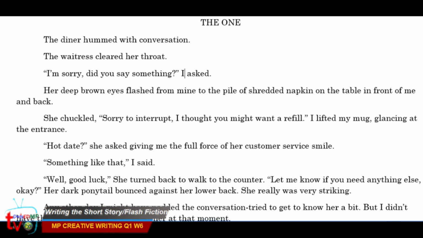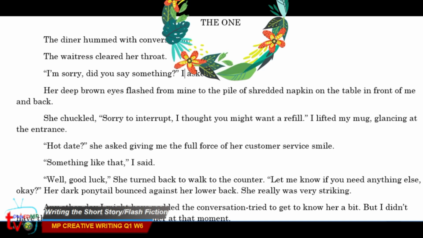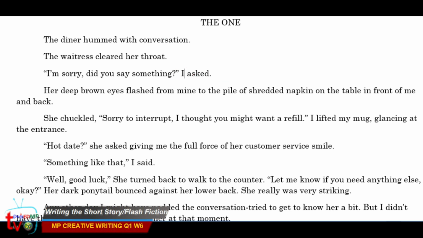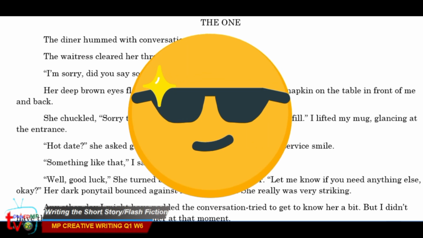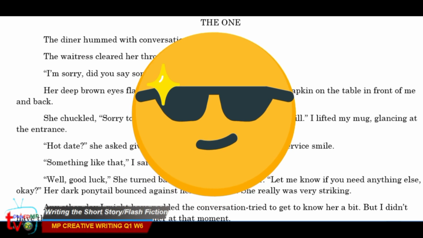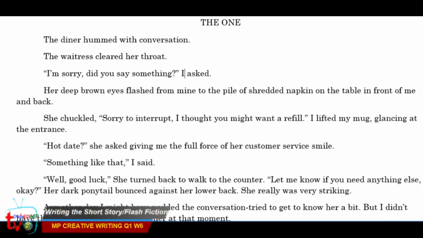Finally, make good use of your title. The title is The One. Is it striking? Yes, it is. It may also give the readers a notion that it is a love story or a date, but actually not. So, check. All our 6 key points were done in this sample flash fiction. I hope this example helped you to understand the lesson more and that you already have an idea of what to write about. You may also read examples attached to your learning activity sheet.